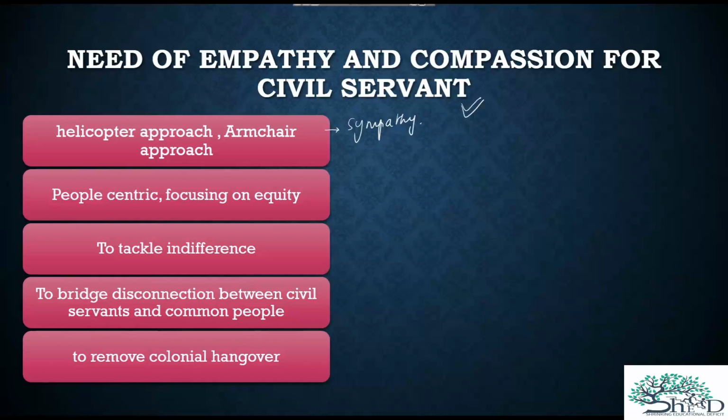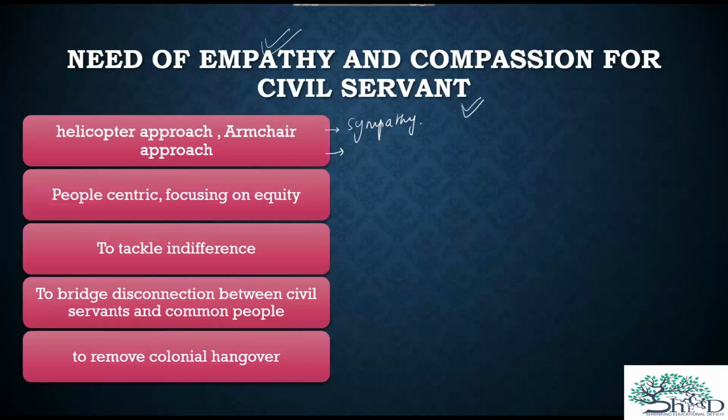They are able to think about what the other person might be feeling, but they cannot feel it because they are not on the ground, they are in the helicopter. Okay, so that is sympathy, right? It is not empathy. That is why we need empathy in civil servants, so that they are able to help people who are in trouble.